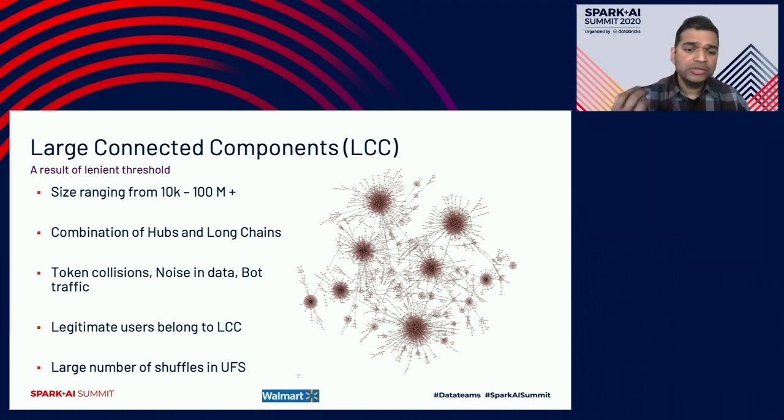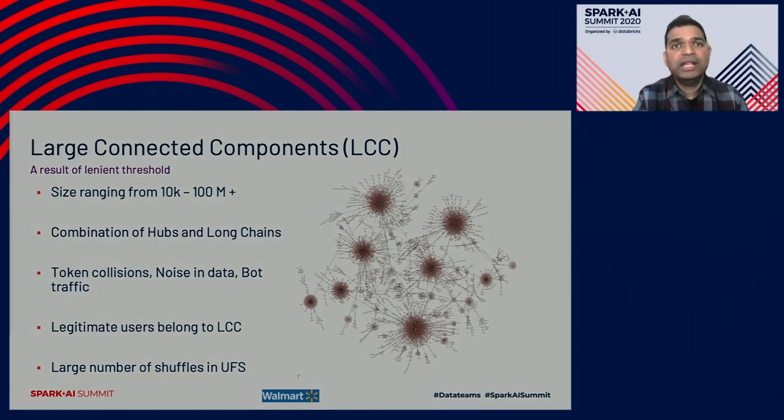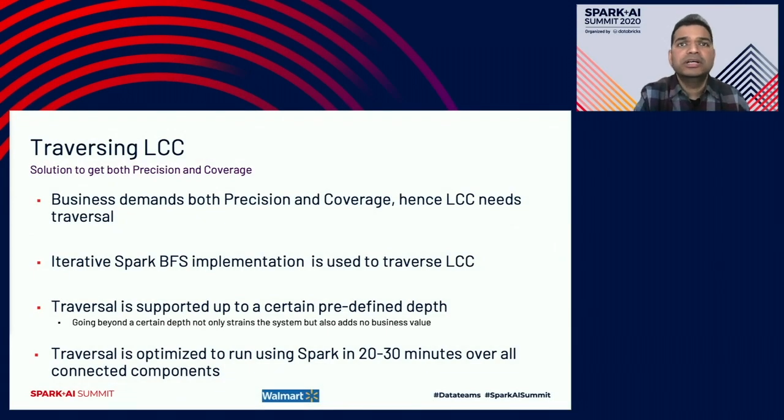As you've seen, the union find shuffle algorithm has to go through multiple iterations for a large connected component of this magnitude to converge and for all the nodes to have the same parent node and belong to the same connected component. But the union find shuffle algorithm, with our implementation on Spark, takes care of this problem and is successfully able to create the large connected component.